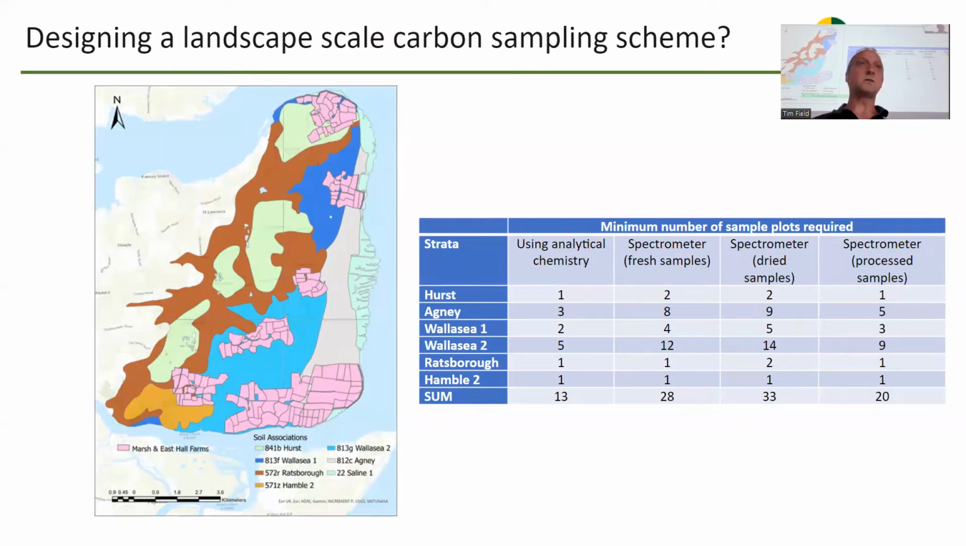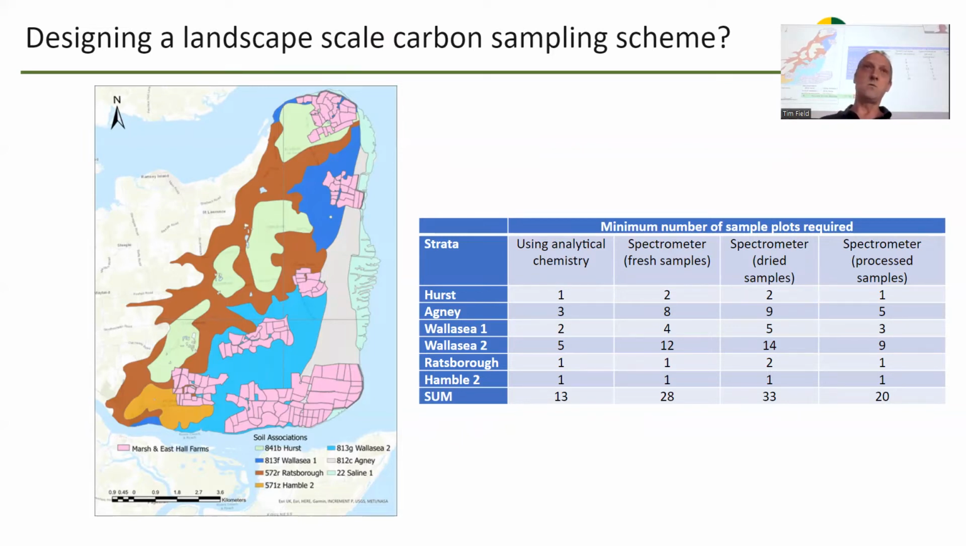As soon as we start using the spectrometer, the handheld spectrometer, you see the sample number goes up. And that's because we've got slightly less confidence in the number it's giving us. It's one step removed from measuring the carbon directly. And you can see that the number of samples you need goes up.